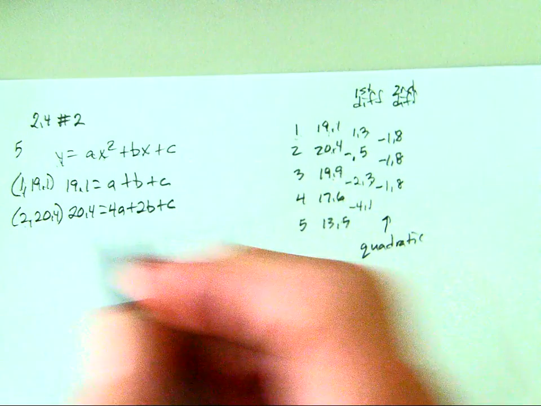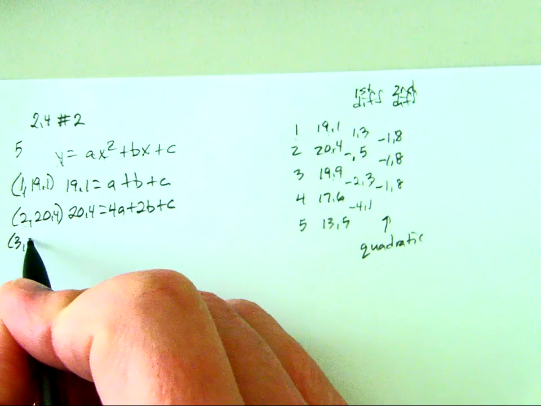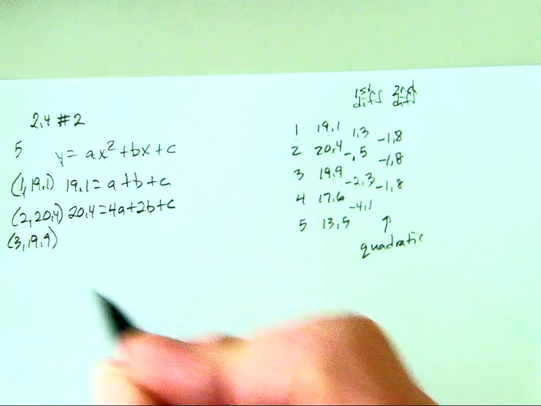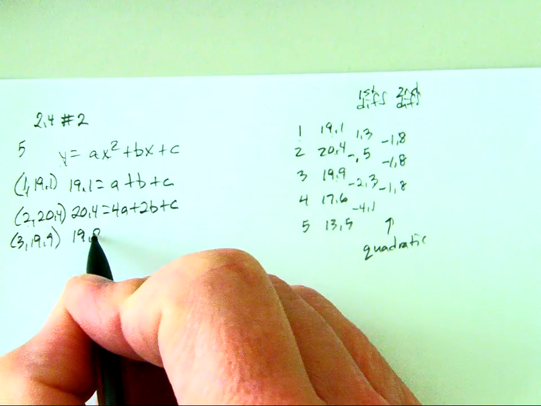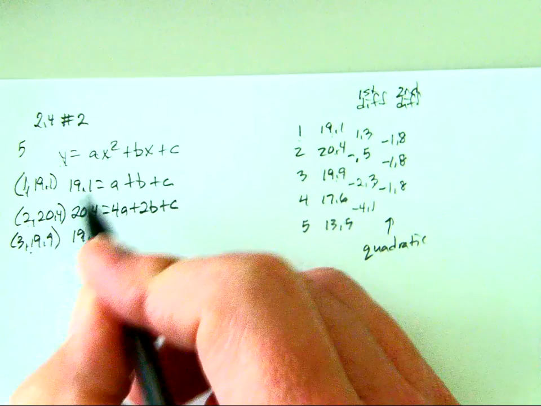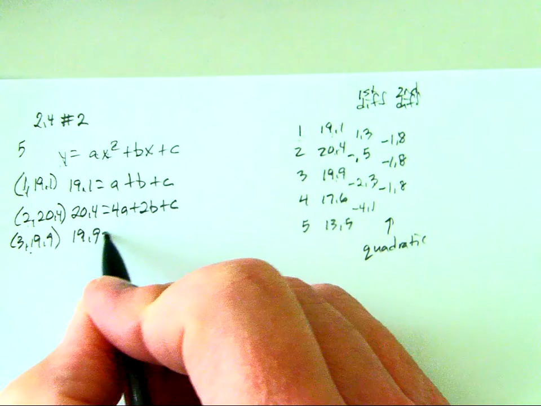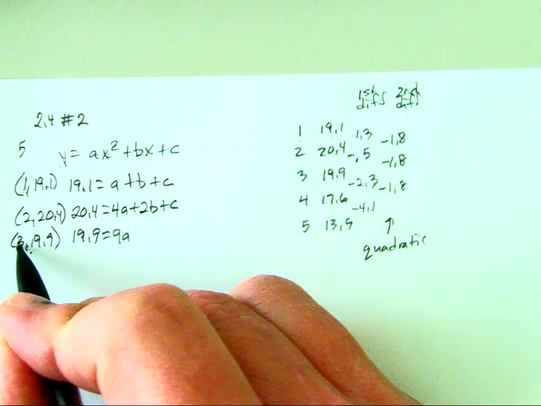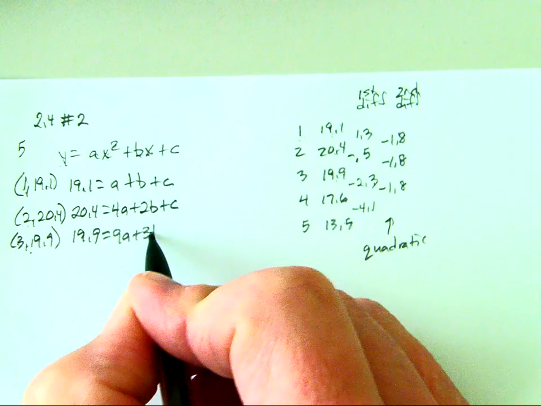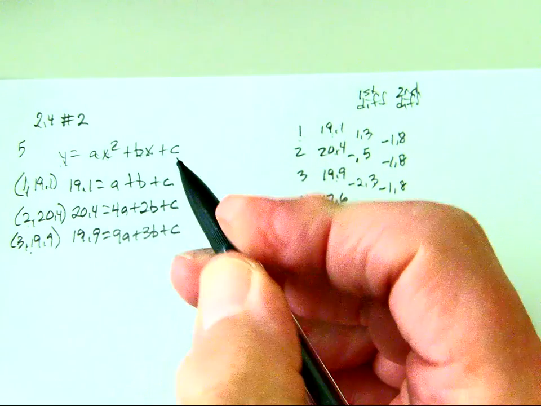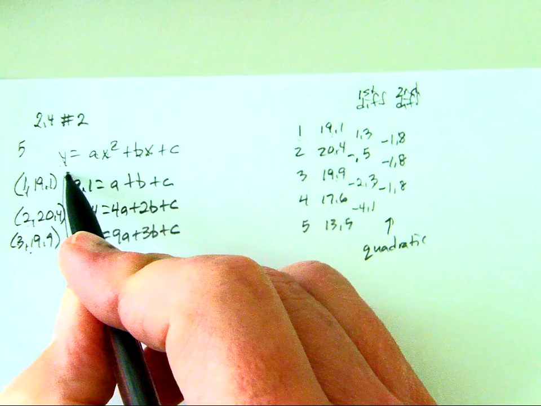Then one more time. Let's say we do it with 3, 19.9. So 19.9 goes in for y. 3 goes in for x. So 3 squared is 9a. 3 goes in for x here. It gives you 3b plus c. So now we have these 3 equations.